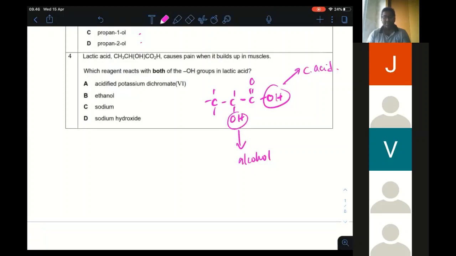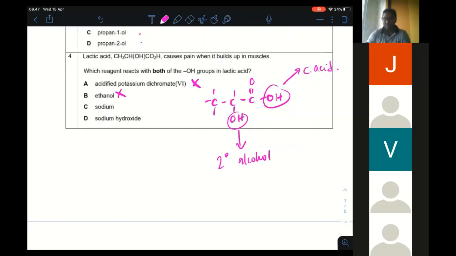Now take note, acidified potassium dichromate: carboxylic acid cannot be oxidized further, so definitely no. Alcohol, yes, possible, because if you look over here, this is going to be a secondary alcohol. Secondary alcohol reacts with potassium dichromate to give you ketone. Now, ethanol: do remember carboxylic acid does react with ethanol to give you ester, but alcohol does not react with alcohol.